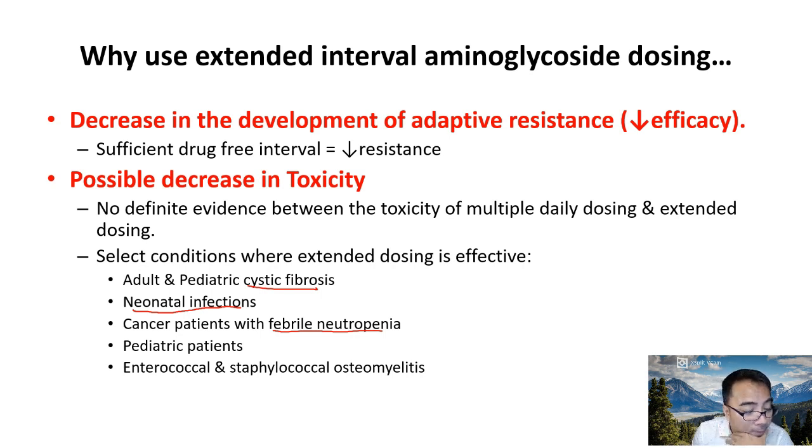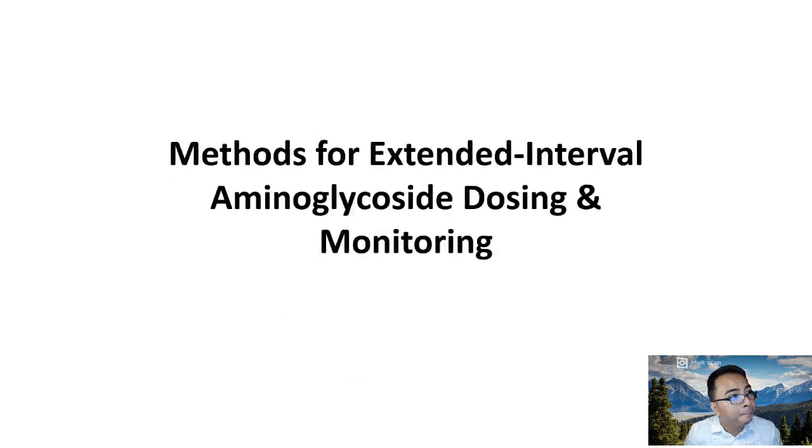For example, if we have a pedia patient, class, in a case like that, you will use the computation used for the pediatric population. Or the patient has enterococcal or staphylococcal osteomyelitis, an infection in the bones. So we will use extended interval dosing, aminoglycoside dosing, for those conditions. Right? So, what are the methods?